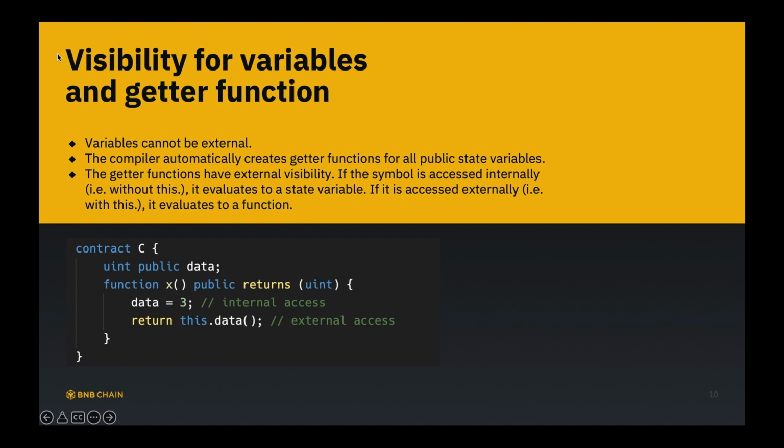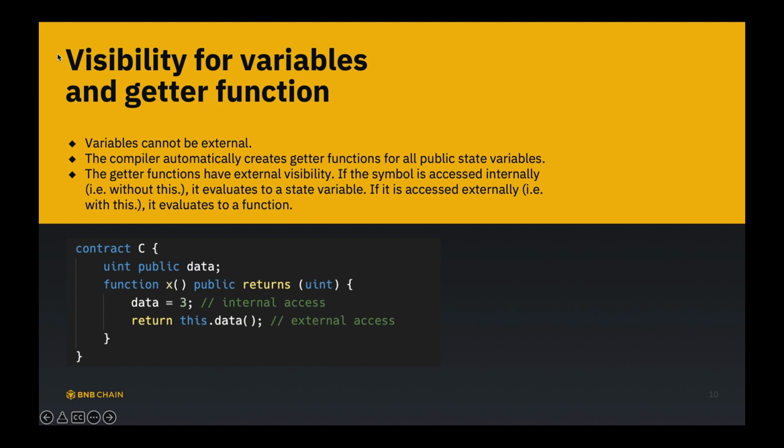Then we can get back to state variables and talk about the visibility for variables. Visibility for variables is pretty much the same as that for functions, but one difference is that visibility for variables cannot be external. The reason being, external functions serve as the public interface, and they can be invoked through message calls, but you don't do message calls for variables. That's why it cannot be external. However, the getter function of a state variable can be external. The compiler will automatically create getter functions for public state variables, and they have external visibility.